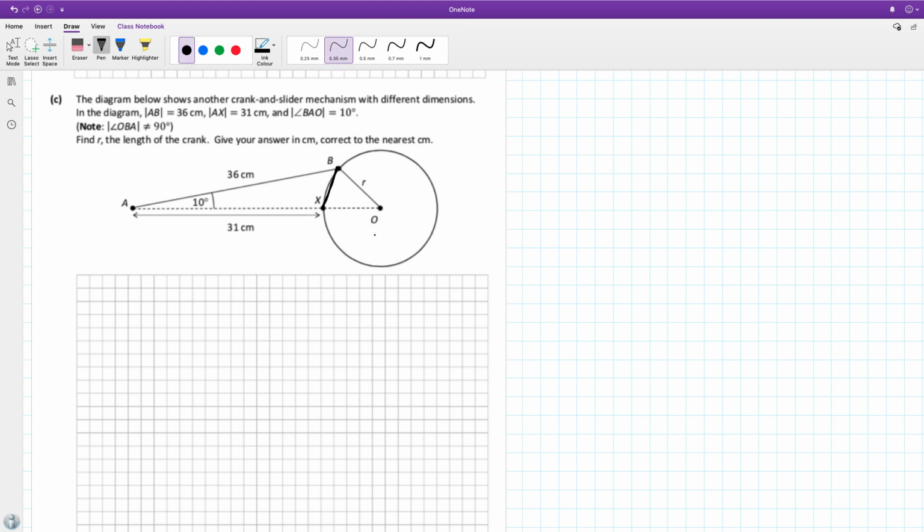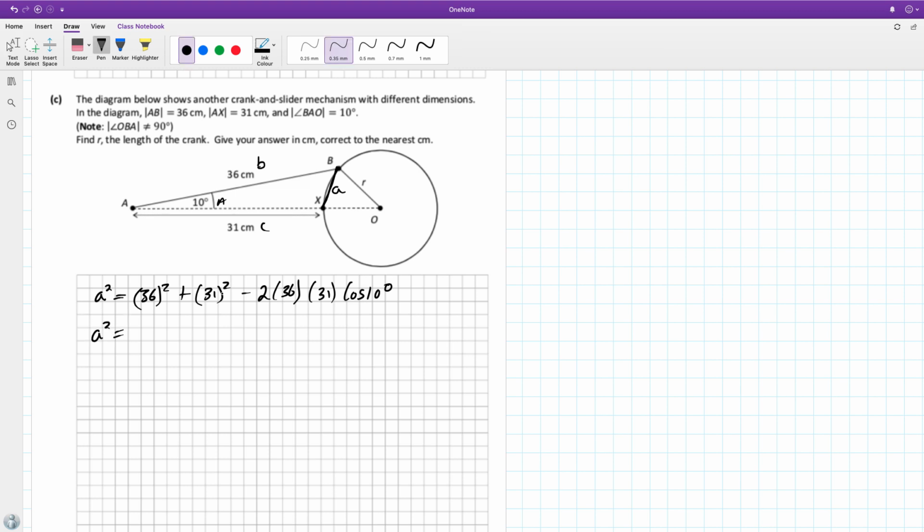Right, let's look at the cosine rule for that then. So, we're looking for side A. So, you have angle A, side B, and side C. So, A squared equals 36 squared plus 31 squared minus 2 times 36 times 31 times the cos of 10 degrees.